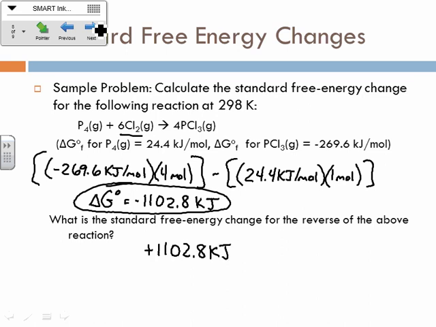Okay? So you can manipulate delta G the same way that you manipulated delta H, right? If you flip the equation, it changes the sign. If you double the equation, it doubles the delta G, that sort of thing, okay? So that's all kind of useful.